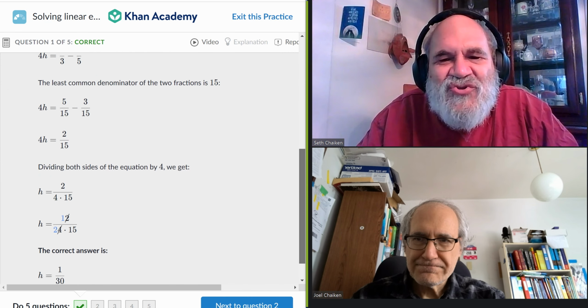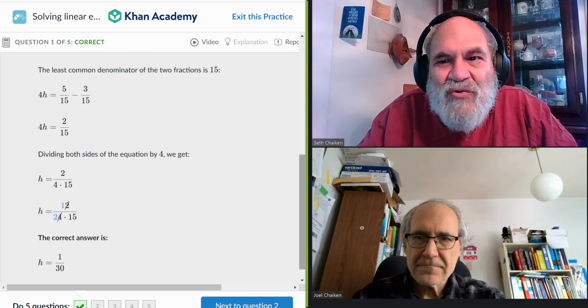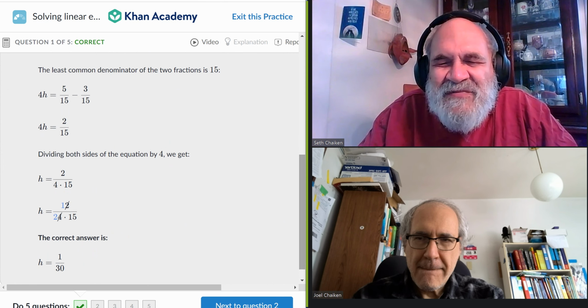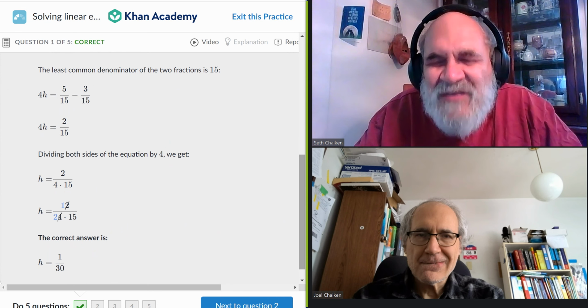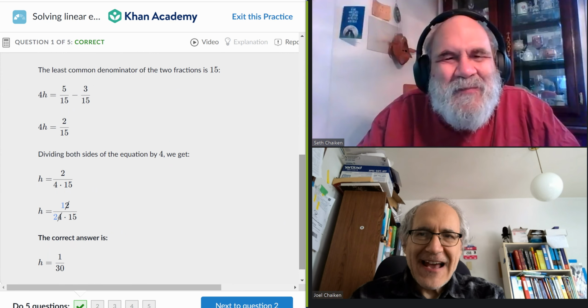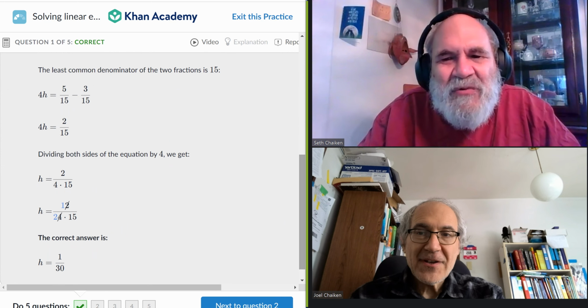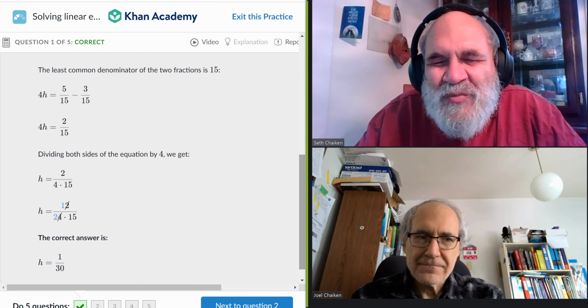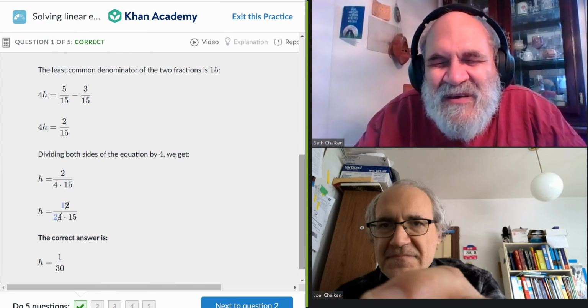What I did was the rule of subtracting the numerators to get the numerator. Subtracting the denominators to get the numerator of the difference, and multiplying the denominators to get the denominator of the difference. Now when you add, you don't have to worry about that. When you add, you add the denominators for the numerator and multiply them for the denominator.